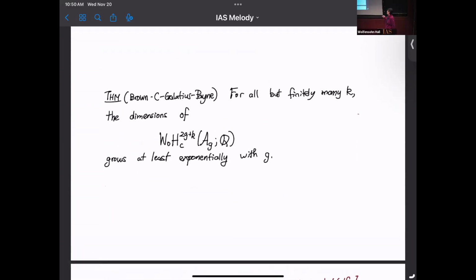Okay, so extracting from the previous result, and there's more to the story that I'm not able to say here. Sorry, not because it's a secret, I just don't have time. We can deduce that on certain diagonals inside our bigraded vector space, for all but finitely many k, the dimensions of these cohomology groups grow at least exponentially with g.